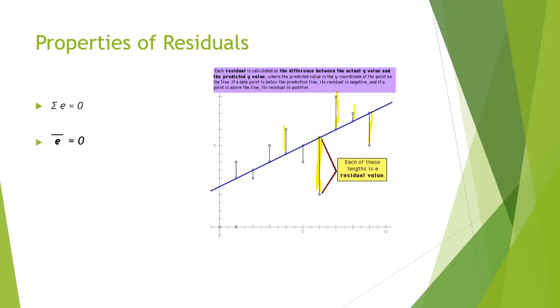The next property is that the average of all of the residuals will equal 0 as well. Again, this is because some of the values are negative and some of the values are positive, and when you average them together, you will always get the result of 0.